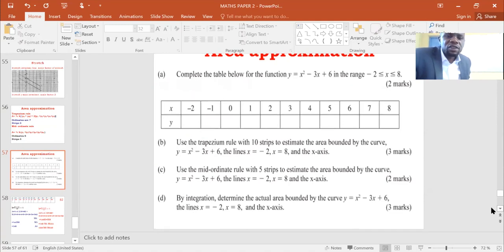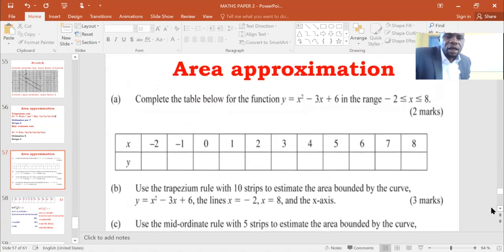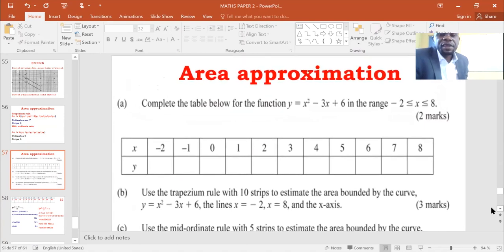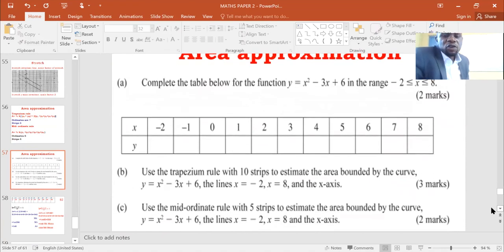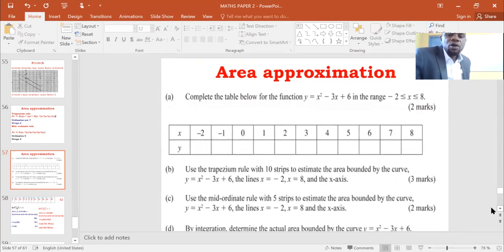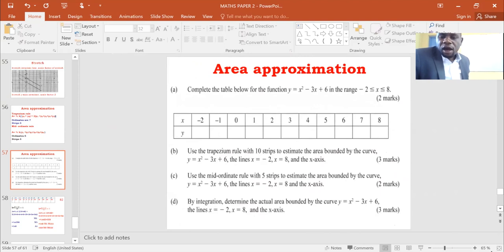Now, that's a question that was set in, I think, 2014. Completing the table, we said that up to there should be no problem, you get 2 marks. Then you are told to use the trapezium rule with 10 strips to estimate the area bounded by the curve, the line x equals -2, the line x equals 8, and the x-axis. In that case, if you have been asked to use 10 strips, you'll use 11 ordinates. Is that right? Now, if we go to the working, we'll fill the table.